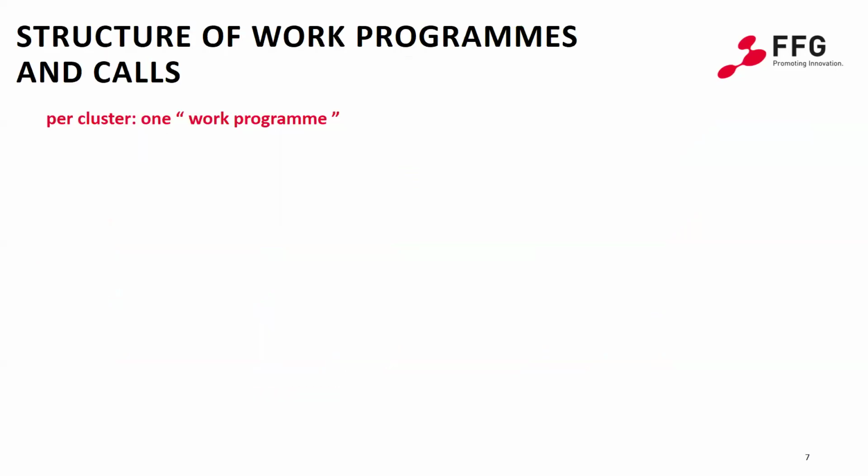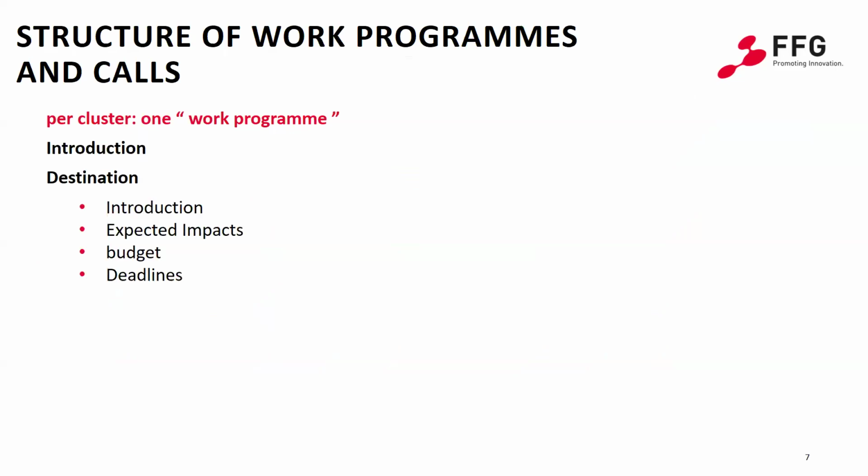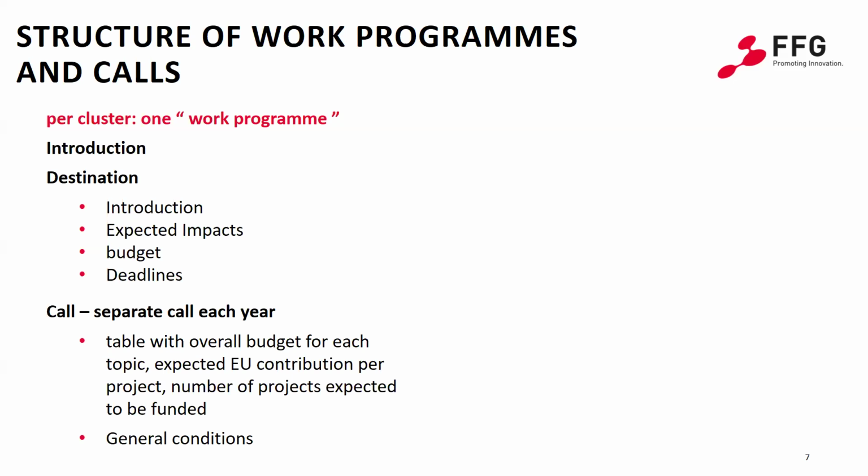If you look at the work programs, for example, for a cluster, you will always find an introduction to the work program, and then you will find this division into destinations, and each destination also has an introduction and so-called expected impacts. As I said, there are separate calls each year, and in the work program you will find the description of these calls, the overview table with budget for each topic, expected funding for projects, number of projects expected to be funded, and some general conditions.